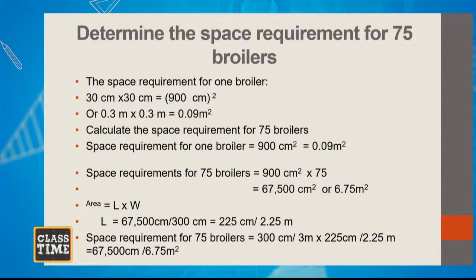So we are now going to say 75 broilers multiplied by the spacing for 1 broiler, which is 900 centimeters square, would give us 67,500 centimeters square, or if we're working with meters square, it would have been 6.75 meters square. So it's not so difficult. This is a standard. Once you know the standard, you can work out the space requirement for your chickens.